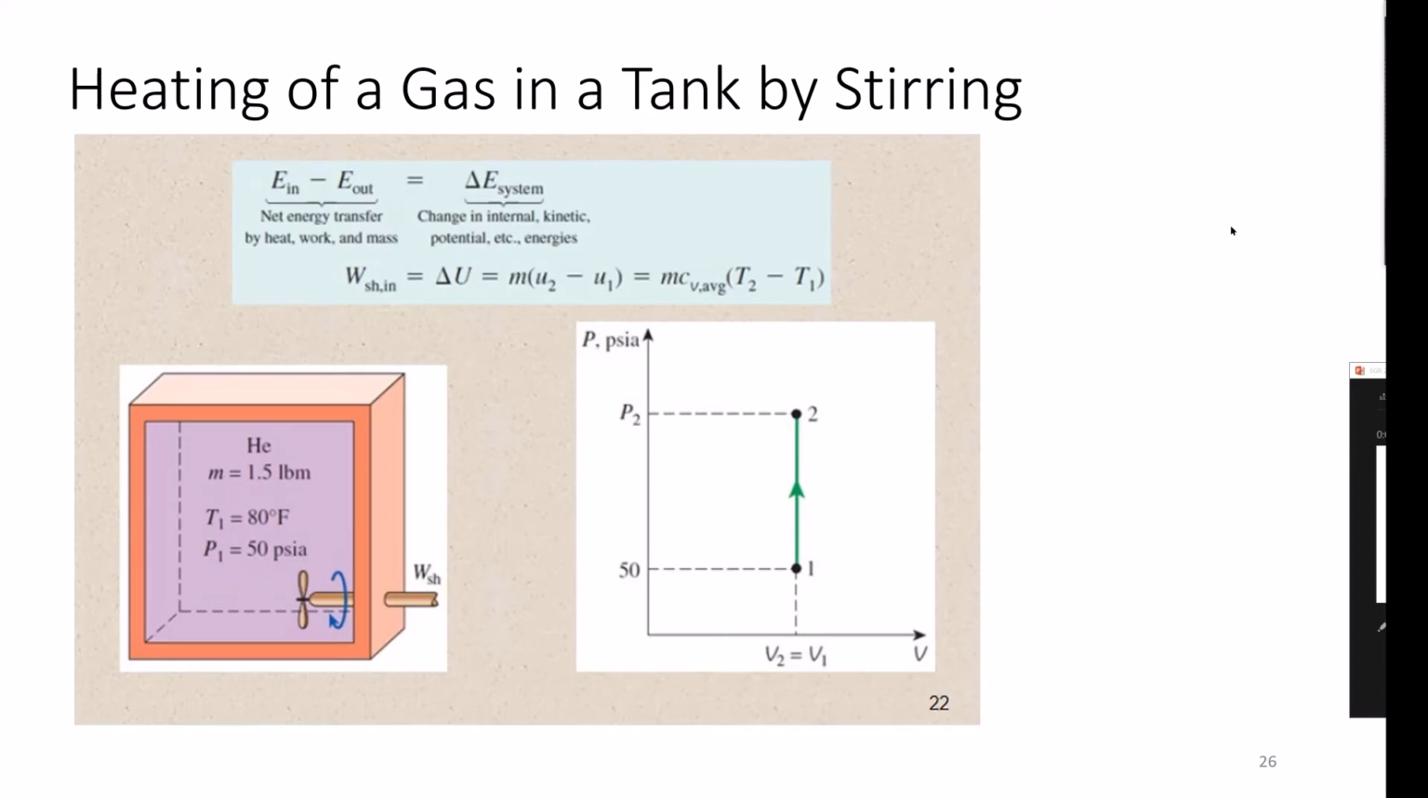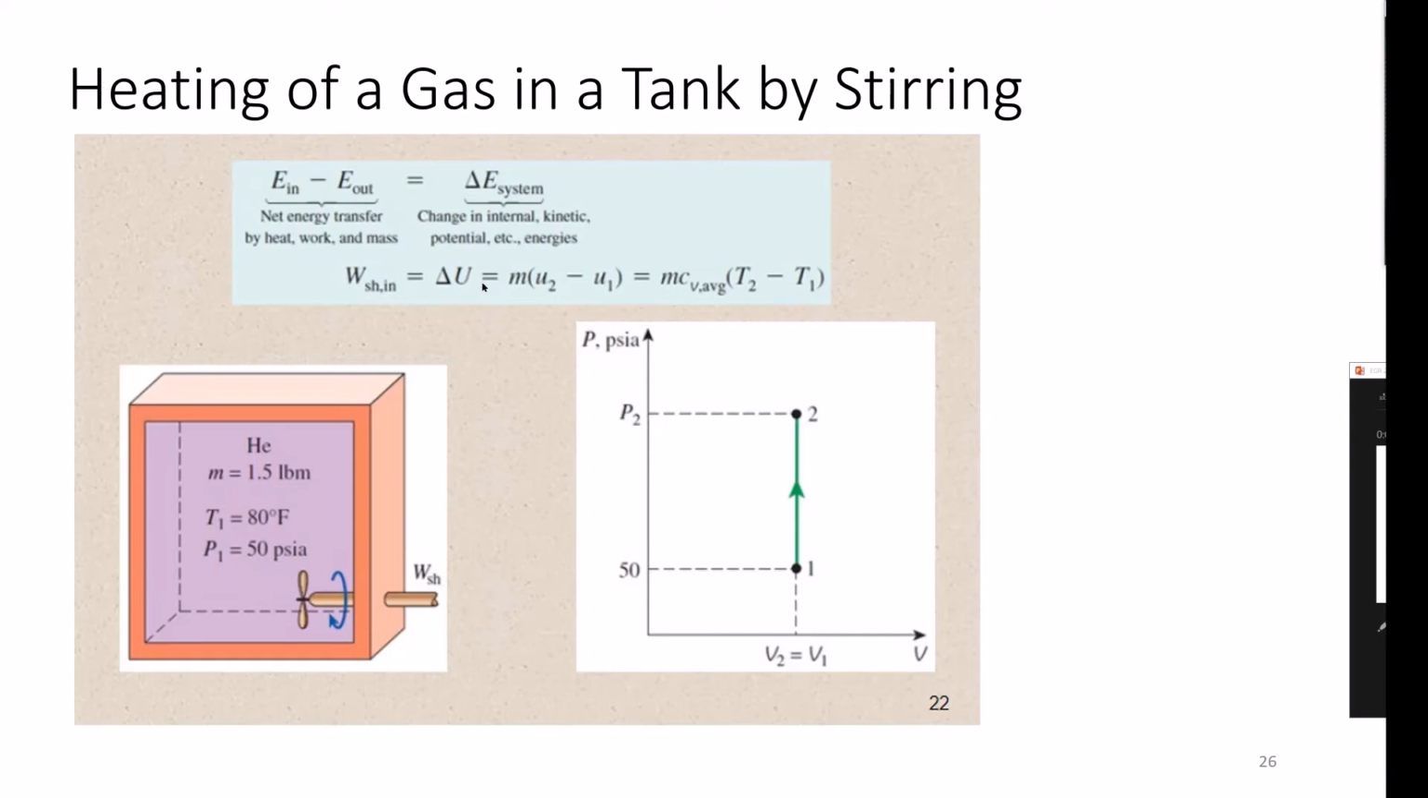Okay, so if we use this idea and we take a look at an example, heat of a gas in a tank by stirring. So energy in minus energy out equals the change in energy. Now, what we notice here is that this, of course, is a constant volume case. So the shaft work by itself is just going to be equal to whatever the change in internal energy is, since there's no boundary work being done.